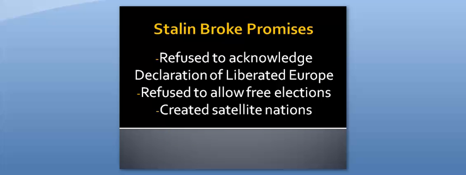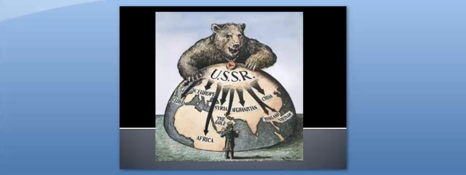With this division, Stalin also refused to meet some of the agreements that had been made at Potsdam and Yalta. He refused to acknowledge the Declaration of a Liberated Europe, he refused to allow free elections in Eastern Europe, and he created Soviet satellite nations in Eastern Europe. The Soviets believed the triumph of communism was inevitable and that communism and capitalism could not coexist peacefully in the world. So they were looking at this as they were going to win.